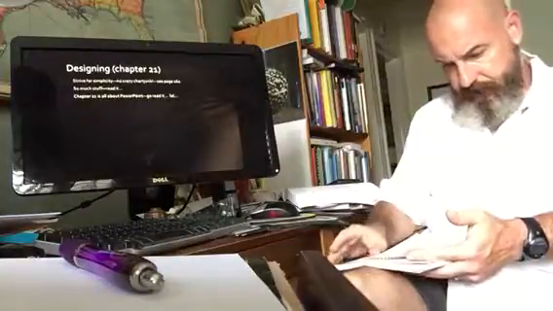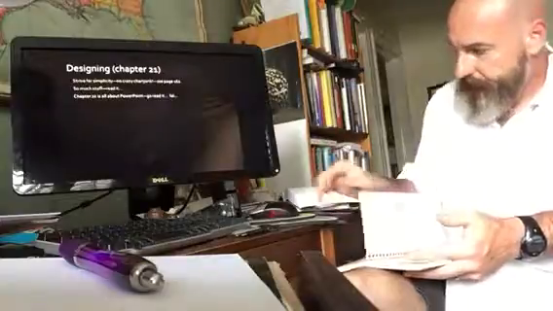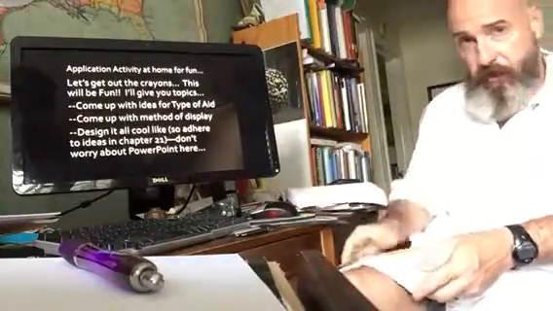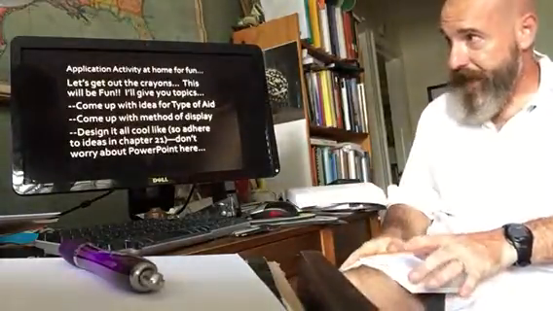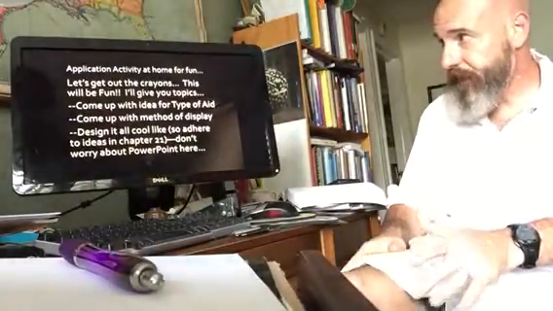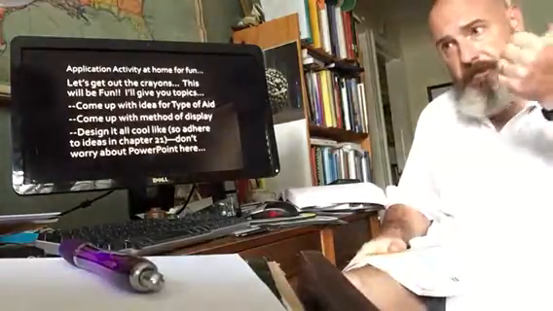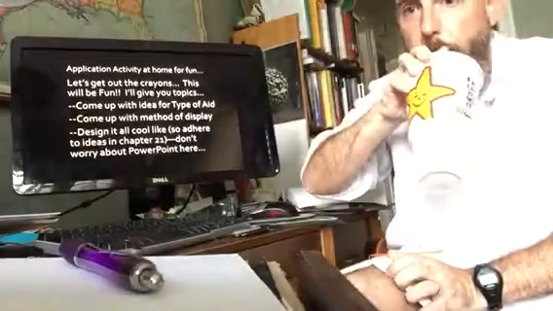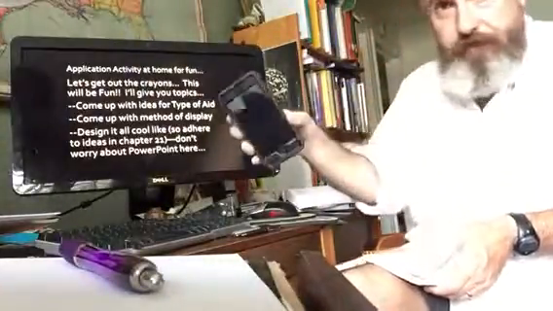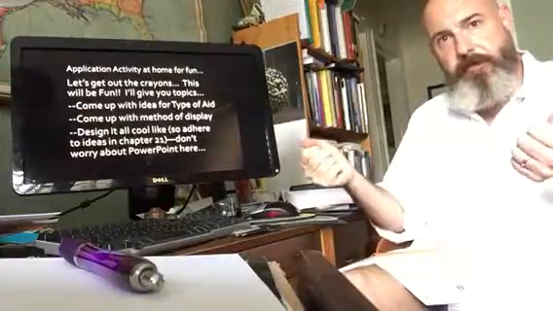So you've got this checklist here again. And again, I'll just let you read chapter 22 because it's all about PowerPoint. Here's what you can do tonight at home with your family if you'd like to. It's an application activity, and you can get out the crayons if you have crayons at home. And I'm not going to give you topics. Well, you can. How about monkeys, stars, iPhones? I don't know. But the process is always to come up with an idea.